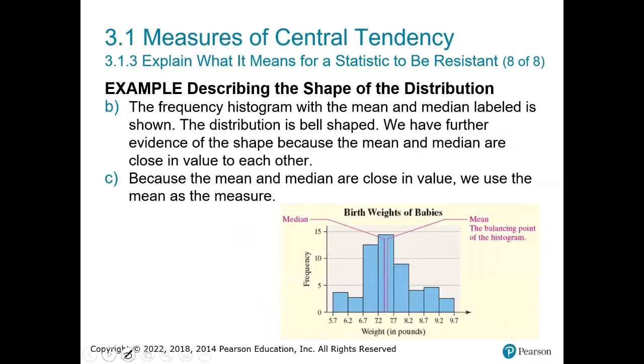If I were to draw my graph here of my histogram, here's my mean, here's my median, and they're really close to each other. So we would say this is roughly symmetric. And when they are symmetric, we use the mean. That is our go-to. If it is not symmetric, we will no longer default to the mean and we will instead choose the median.